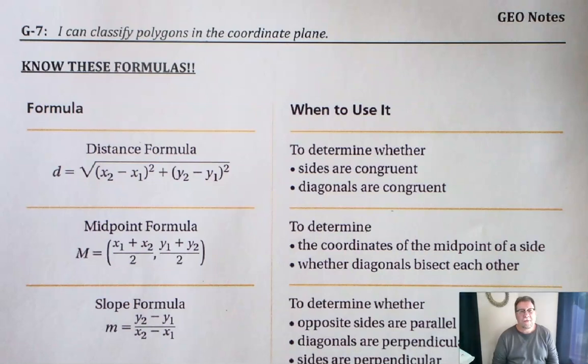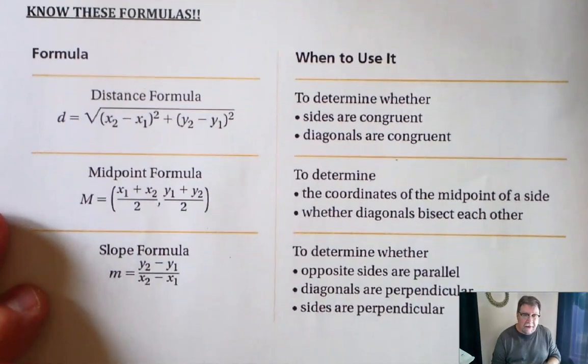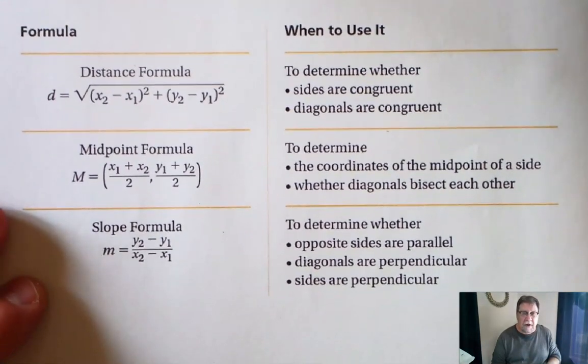Here are some wonderful formulas that you're going to need to know for polygons and trying to prove that polygons are certain types, because you're going to want to know certain lengths of segments. You're going to want to know midpoints. You're going to want to know if something is parallel by looking at the slopes. So make sure that you have these formulas in your notes.